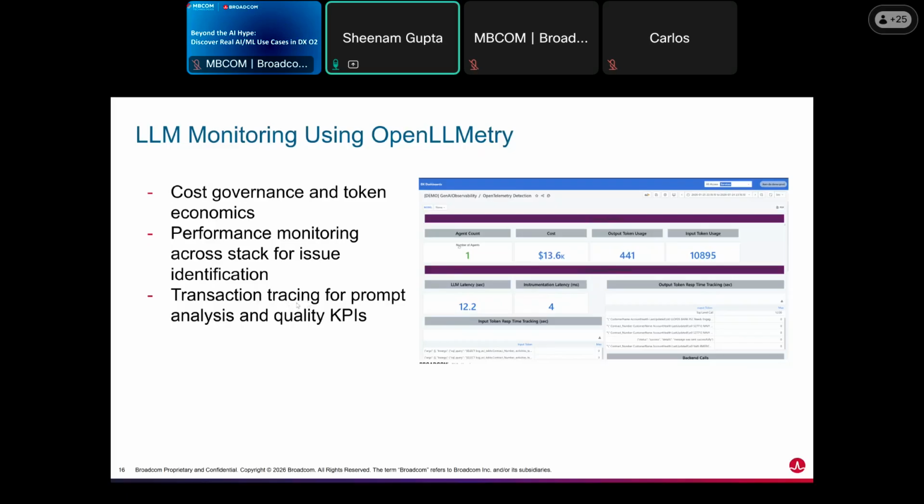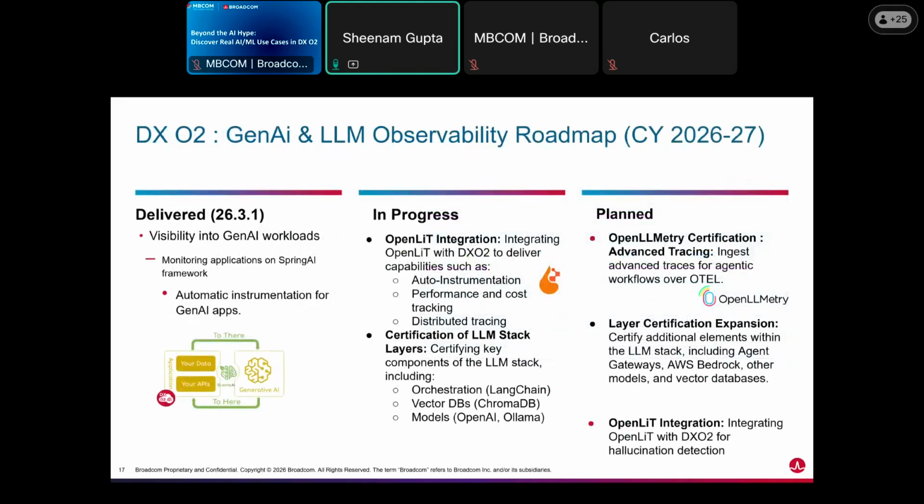So transaction tracing came in almost naturally without needing any enhancement on our platform. You're seeing some examples here where we provide the traces showing the exact prompts, and we are using this further to develop the quality KPIs, the prompt analysis features. So this is a very high level roadmap.